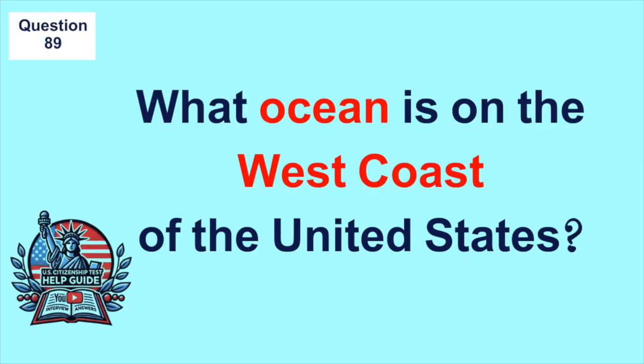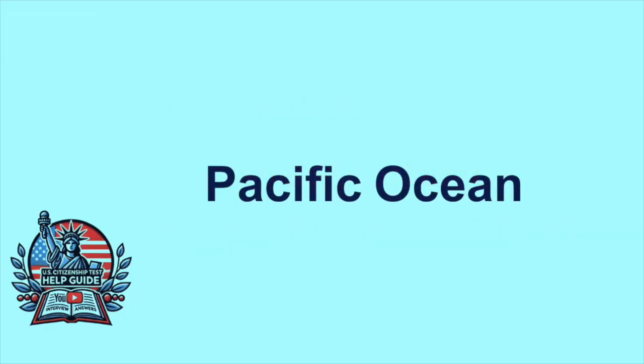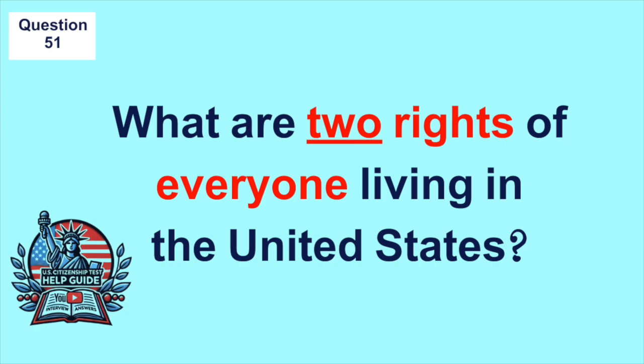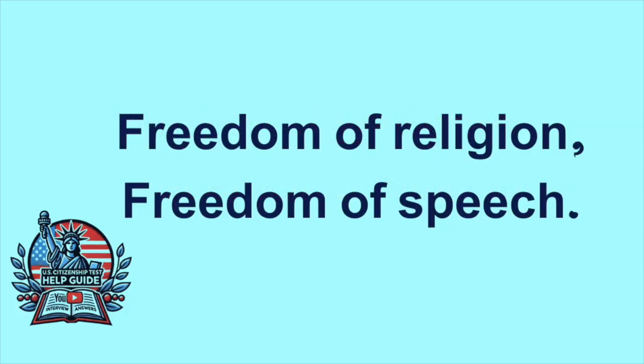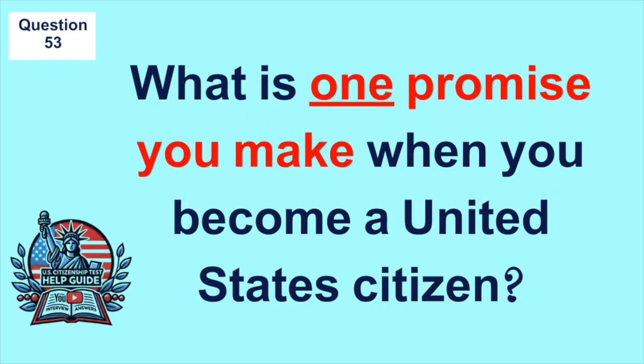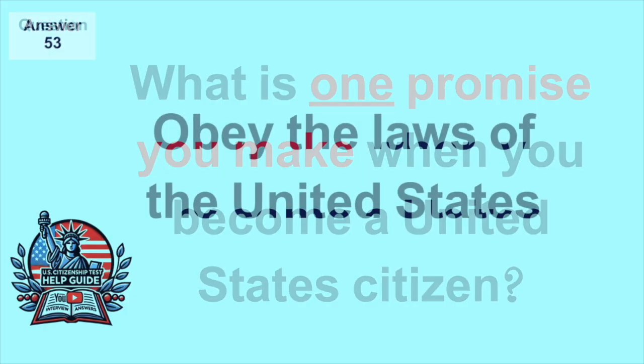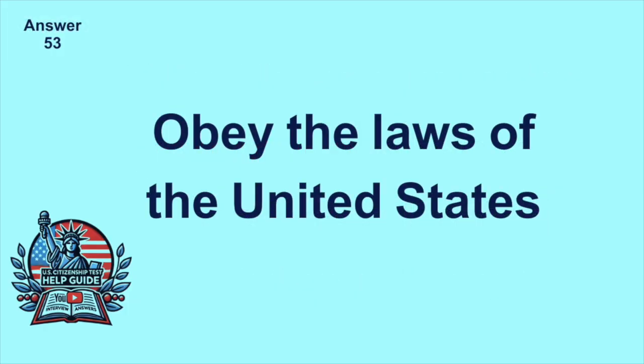What ocean is on the west coast of the United States? Pacific Ocean. What are two rights of everyone living in the United States? Freedom of religion, freedom of speech. What is one promise you make when you become a United States citizen? Obey the laws of the United States.